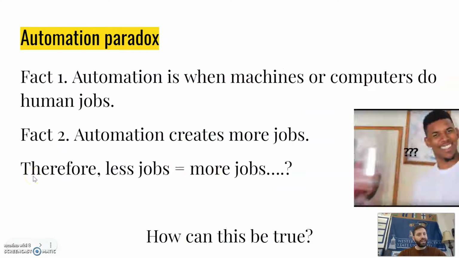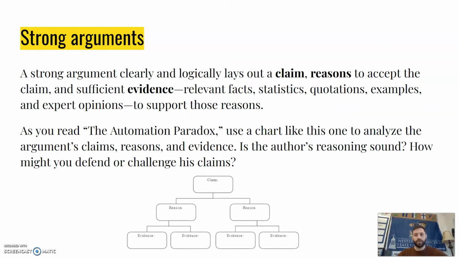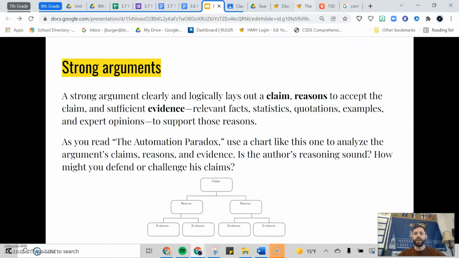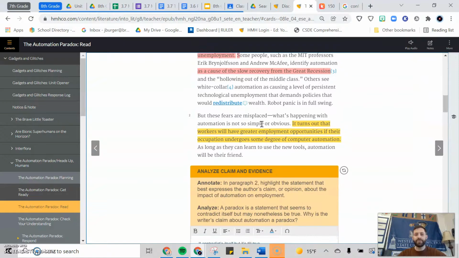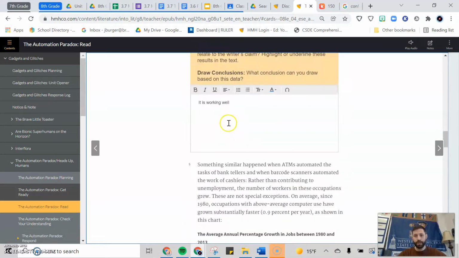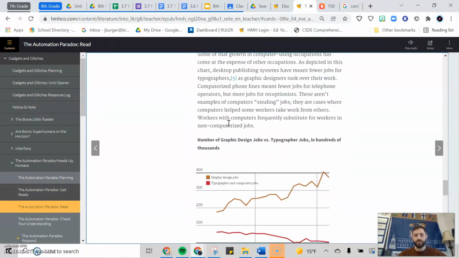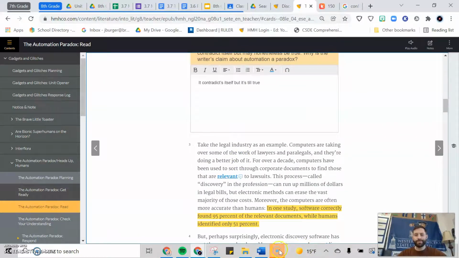Again, I would really recommend making a chart that looks like this one in your journal, right? Doing this will really help you understand this writer's central argument. As you get into the article, here it is, the automation paradox. When computers start doing the work of people, the need for people often increases. And that right there is pretty much the central claim of this article. You don't have to do these HMH questions, but if you do, it will help you understand it better. Pay attention to the bar graphs, the line graphs, and the images, and read closely. Best of luck.